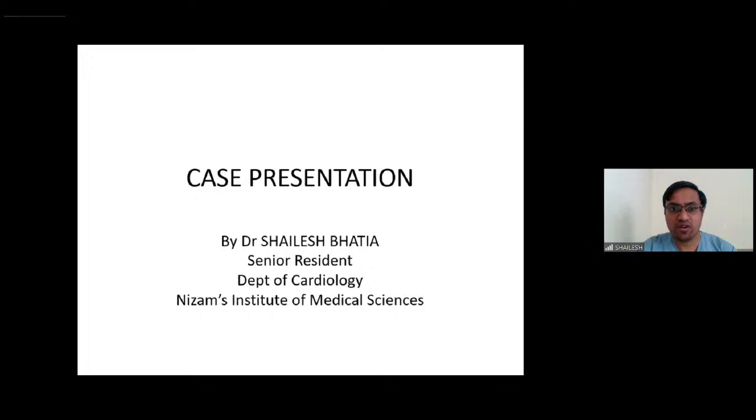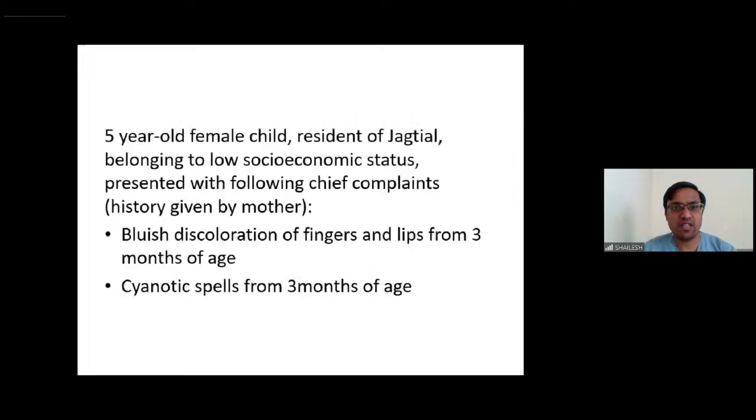So beginning with the case for today, sir. Presenting the case of a 5-year-old female child, Farheen, she is a resident of Jagtial, belonging to low socio-economic status. The history has been given by the patient's mother and the history is reliable. The patient has presented with the chief complaints of bluish discoloration of fingers and lips from 3 months of age and history of cyanotic spells from 3 months of age.